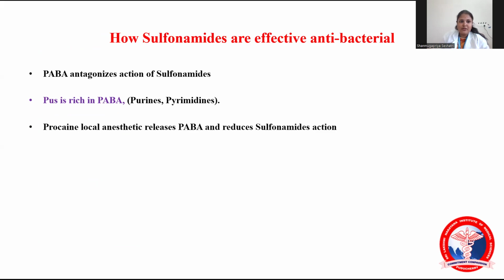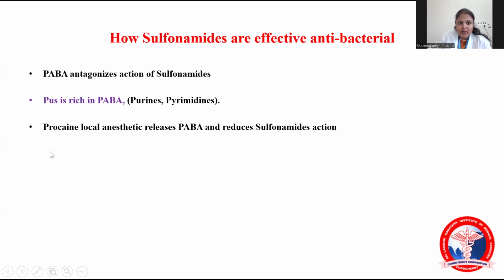So para-aminobenzoic acid antagonizes the action of sulfonamide. Bacterial cells are rich in PABA, that is para-aminobenzoic acid. That is why sulfonamides are effective in bacterial infections, because bacterial cells are rich in PABA. The drug goes and inhibits the enzymes which are responsible for converting PABA into dihydrofolic acid and tetrahydrofolic acid.